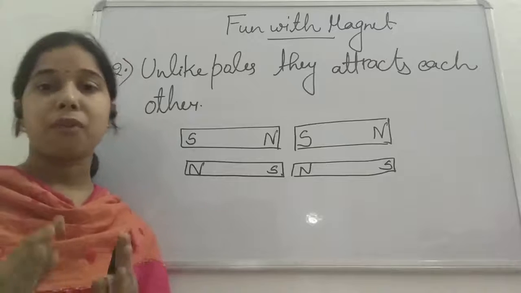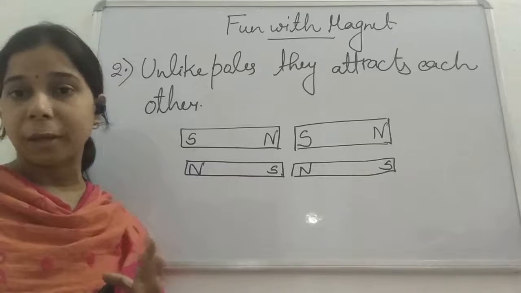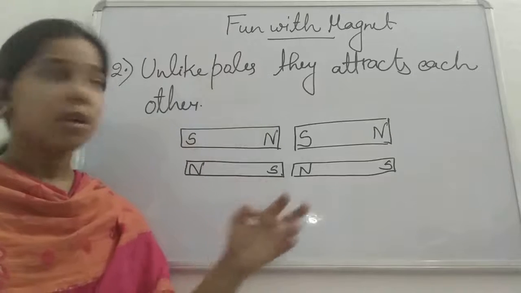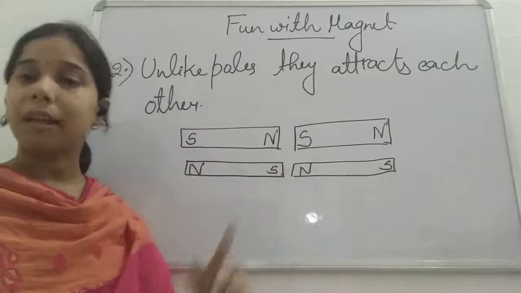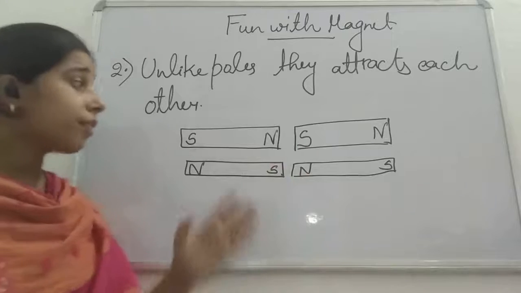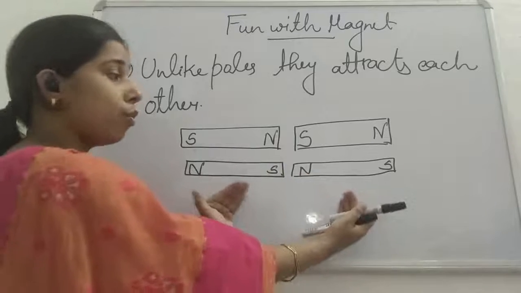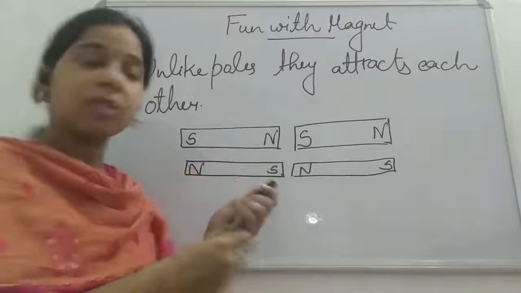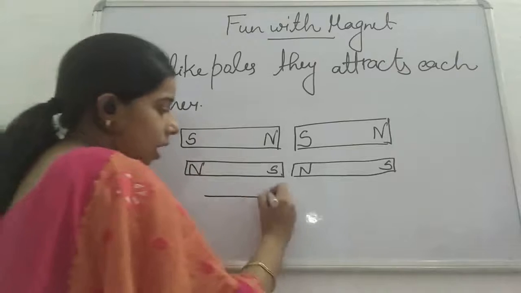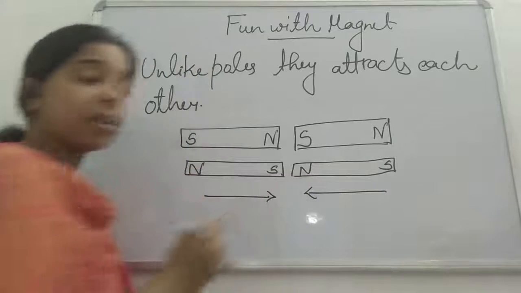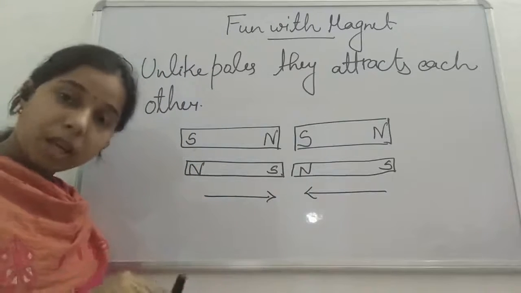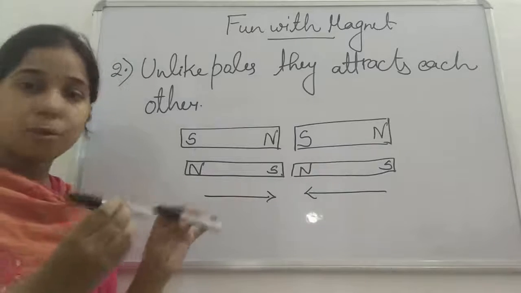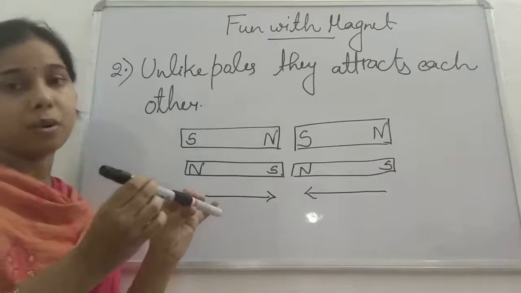For such kind of poles, we use the term unlike poles, which are not like each other. Okay, so north and south, south or north, they are different from each other. So suppose we make these two magnets come close to each other, then what you will see, students, is that they start attracting each other. If two poles are of different kinds, they are unlike poles, so they will start attracting towards each other.